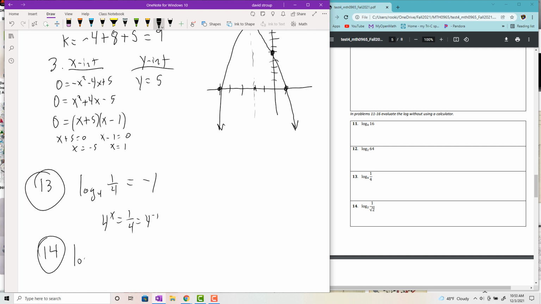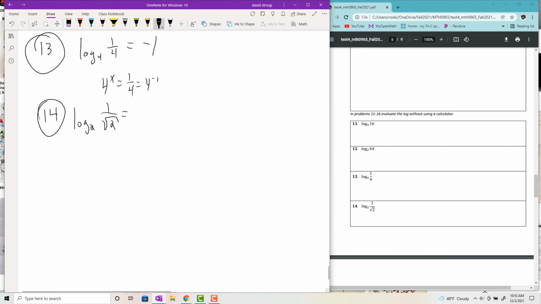14, log base 2 of 1 over root 2. Okay, so you're asking yourself, 2 to what power equals 1 all over root 2? 1 over root 2 is the same as 1 all over 2 to the 1/2. And then you could rewrite that as 2 to the negative 1/2. So it must be negative 1/2.